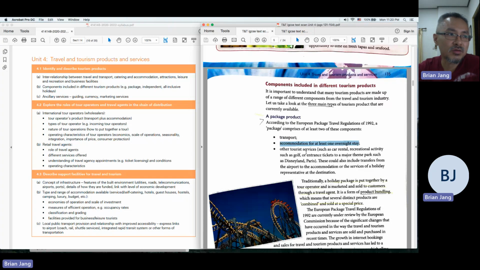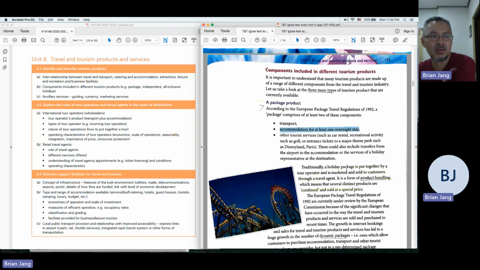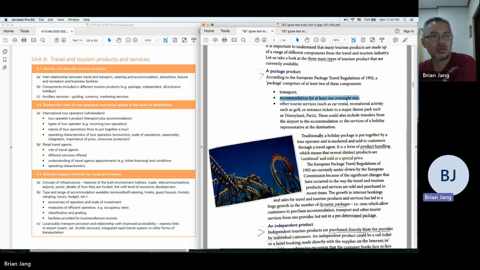Other tourist services, which also go into ancillary services, there's a lot of overlap, include car rental, and recreational activity such as golf, which is also considered a tourist service. Part of the product can also be entrance tickets to major theme parks and things like that. This is also called product bundling.